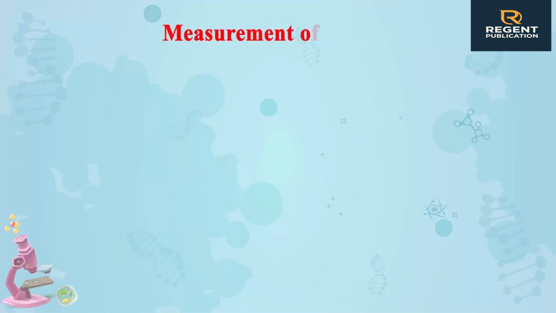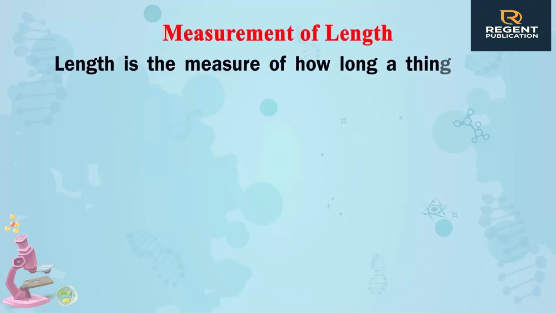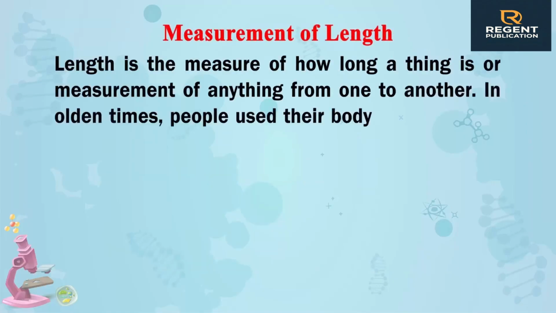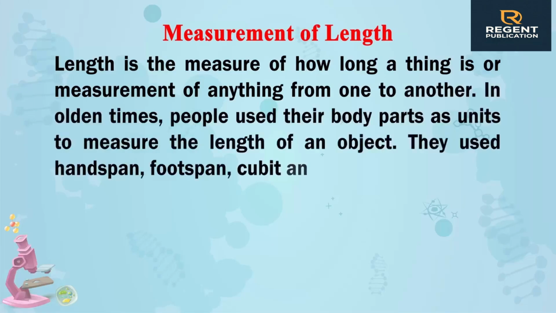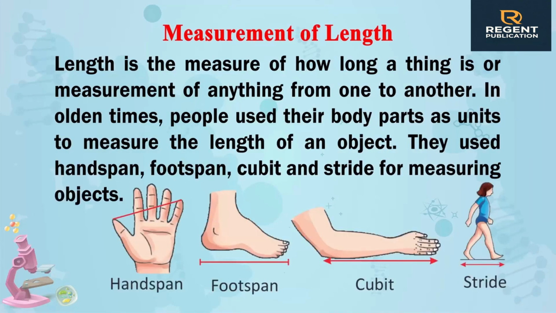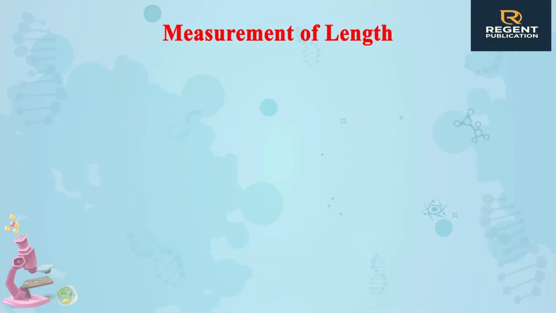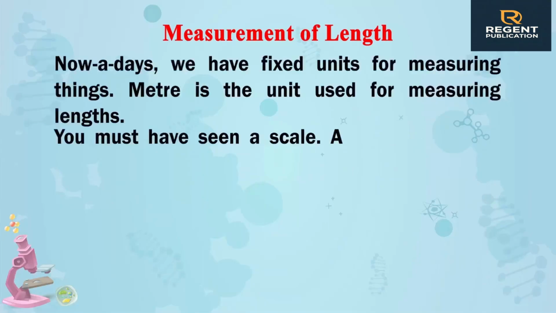Measurement of length. Length is the measure of how long a thing is, or measurement of anything from one end to another. In olden times, people used their body parts as units to measure the length of an object. They used hand span, foot span, cubit, and stride for measuring objects. Nowadays, we have fixed units of measuring things.